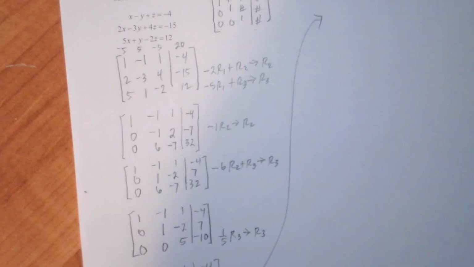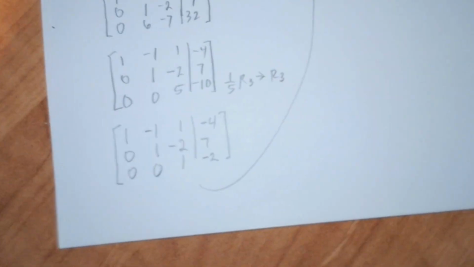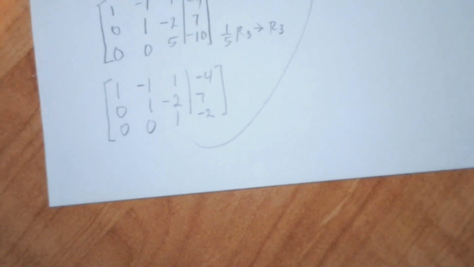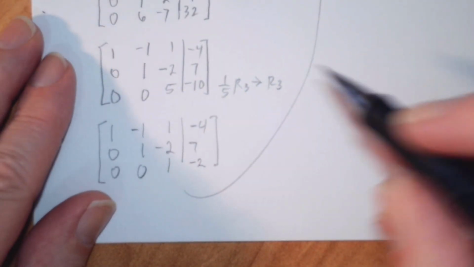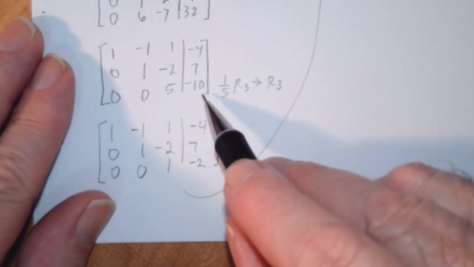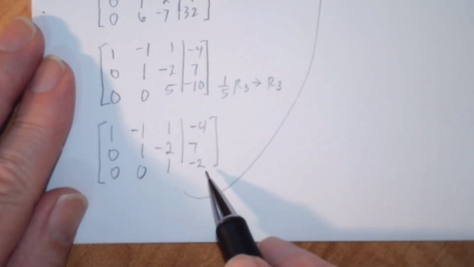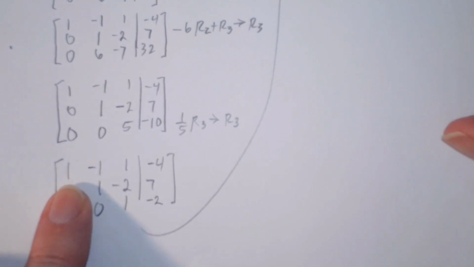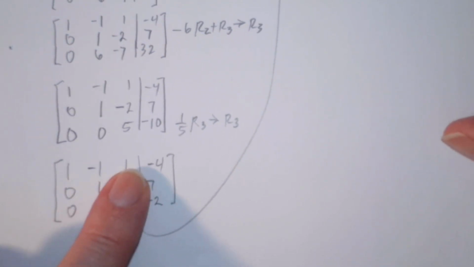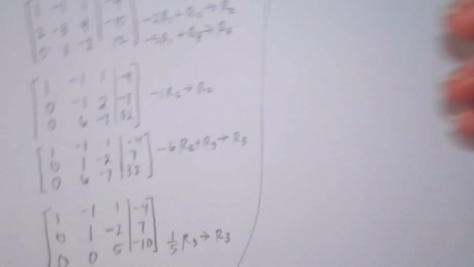Whoops, I just realized I was off the grid. So let me just go back for a second. We just divided everything here by 5, and we got these numbers here. And so now we're going to go up here, and I'm going to write the equations to go along with this system here. So we have 1x minus 1y plus z equals -4.